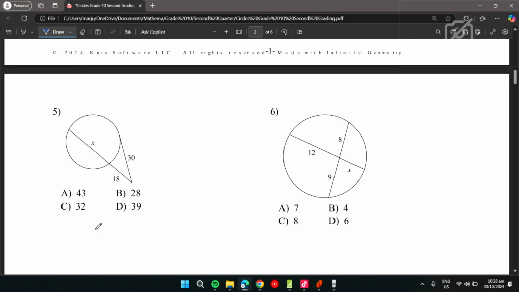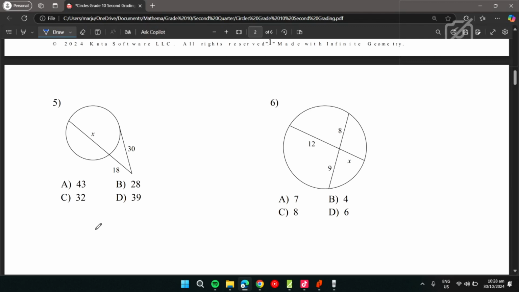Let's do number 5. So, number 5, again, we have secant and a tangent. So, again, ang sinabi natin earlier, when we have this kind of setup, ang setup natin will become this. The product of the entire secant times the part, and then that is just equal to the square of the length ng itong tangent na to. So, ano yan? That is just x plus 18. That's our entire secant times 18. And again, this is just equal to 30 squared.